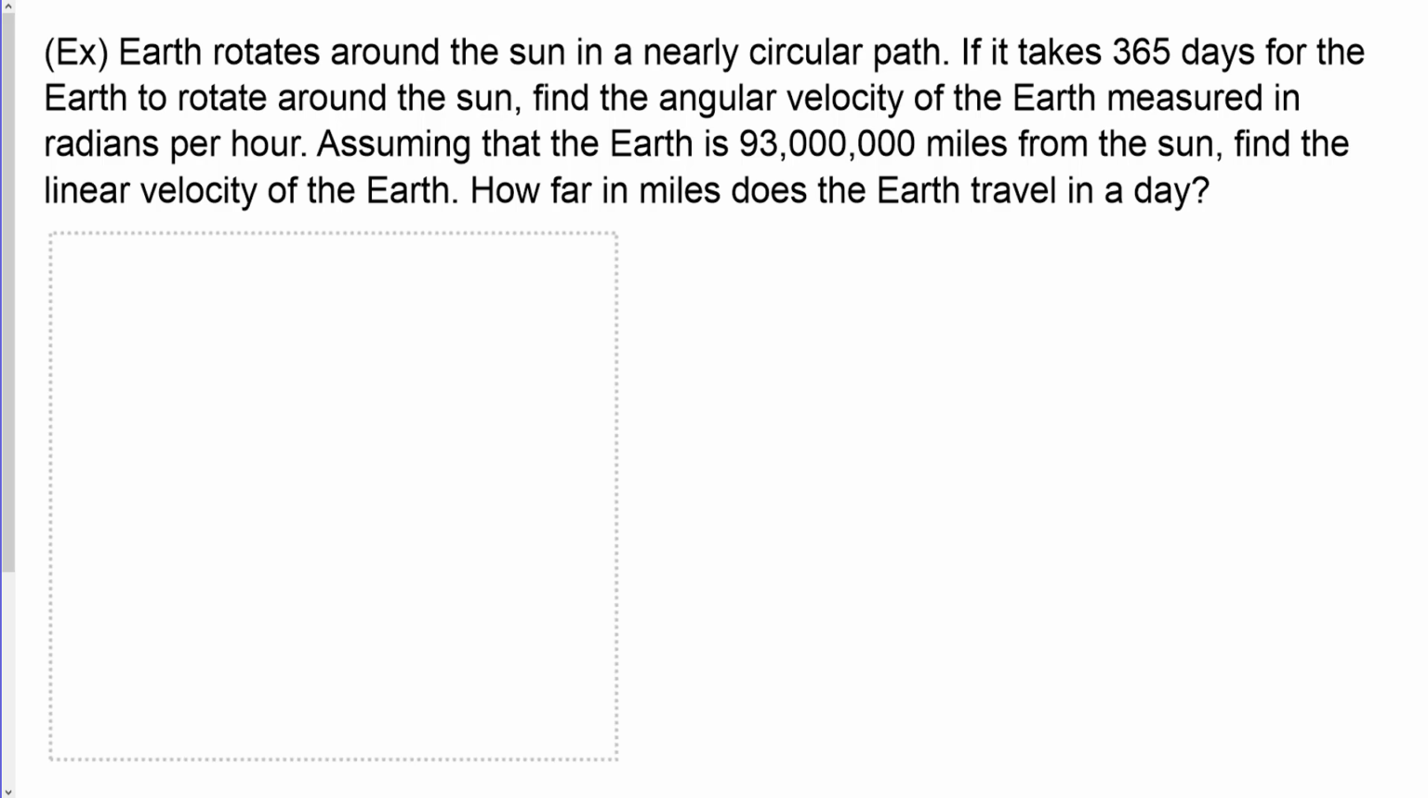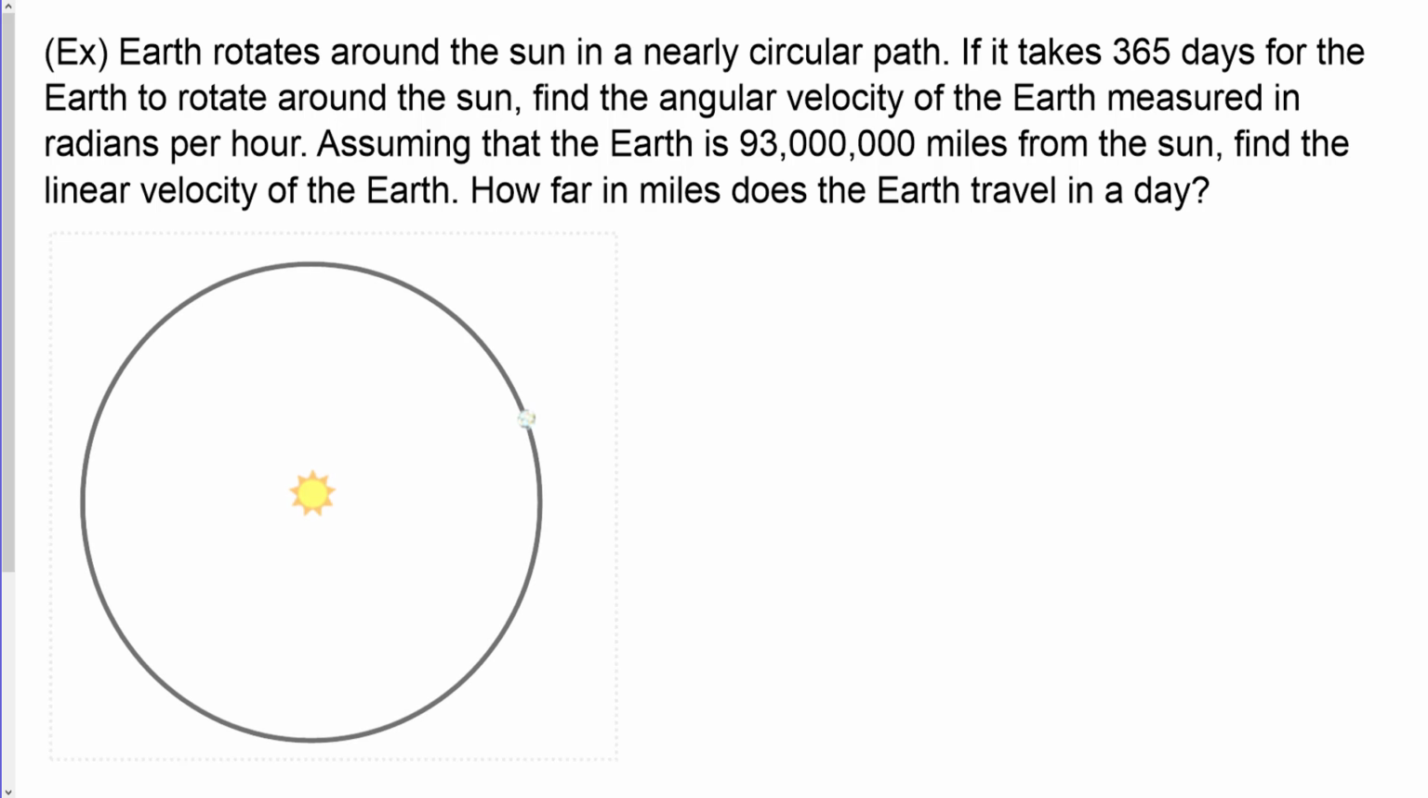Okay, another example. Earth rotates around the sun in a nearly circular path. If it takes approximately 365 days for the Earth to rotate around the sun, find the angular velocity of the Earth measured in radians per hour. And assuming that the Earth is 93 million miles from the sun, find the linear velocity of the Earth. So how far in miles does the Earth travel in a day?